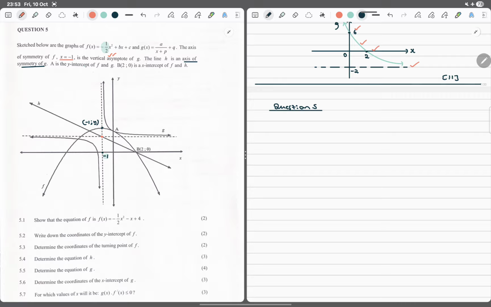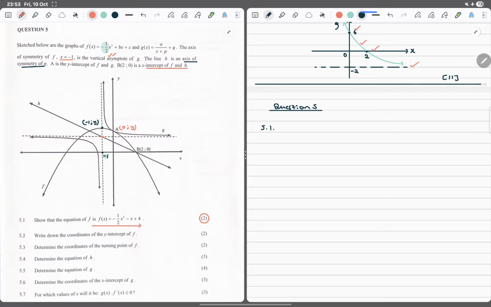A is the y-intercept of f, so if it is the y-intercept, there's 0 there and some y value of both f and g, okay? B with coordinates 2 and 0 is an x-intercept of f as well as h, okay? That's cool. So first question says we need to show that our equation of f is like this, okay? 2 marks. Nah, man, that's mean.